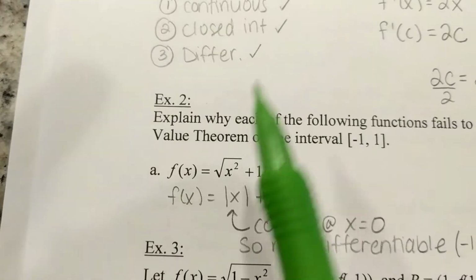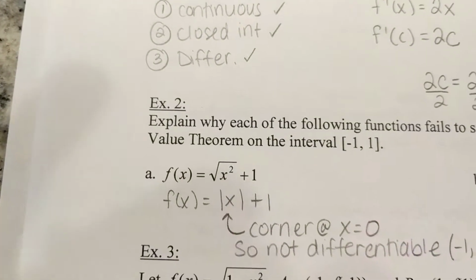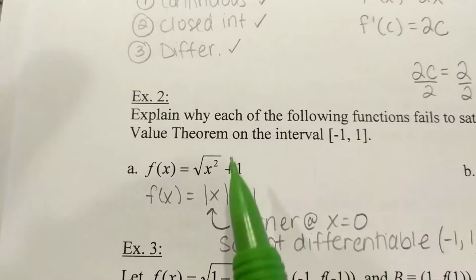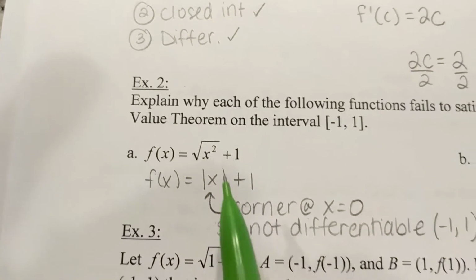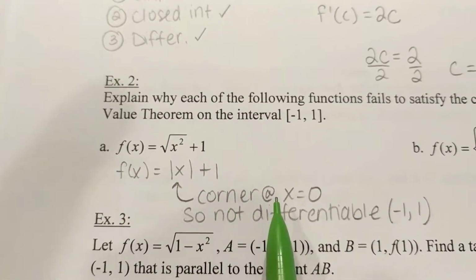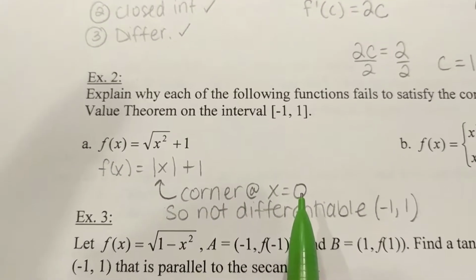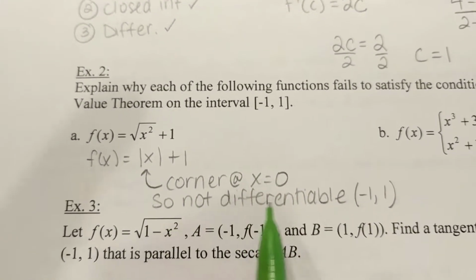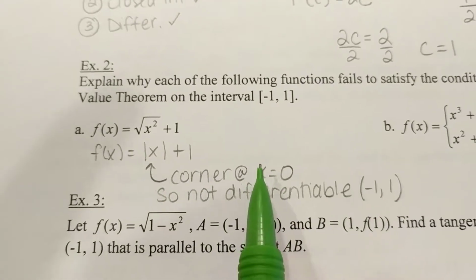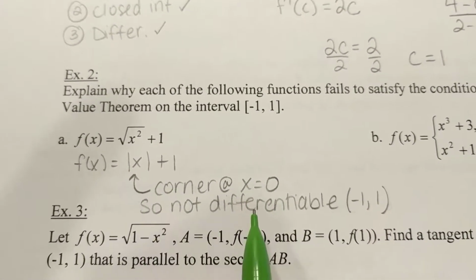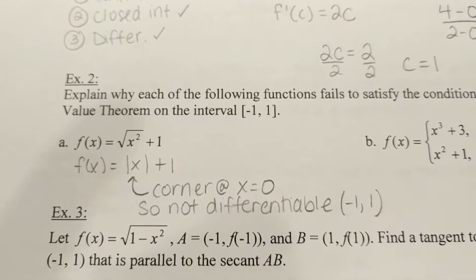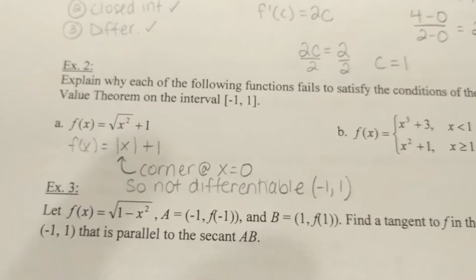So we've seen this before, square root of x squared. Remember, it's plus or minus x, which is the same thing as absolute value of x plus 1. And we know absolute value of x has a corner at x equals 0. So that means this one can't be differentiable from -1 to 1 because there's a corner at 0. So this one did not work because it's not differentiable at that point at x equals 0.